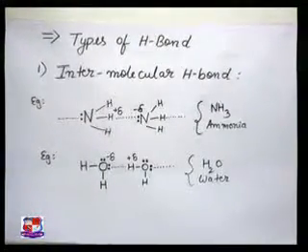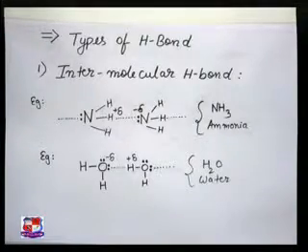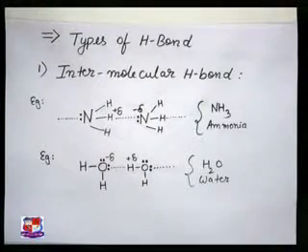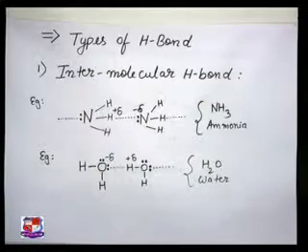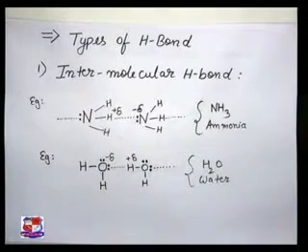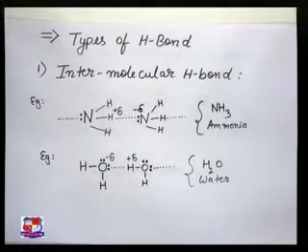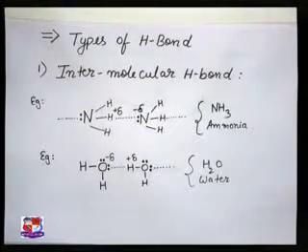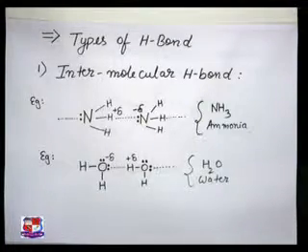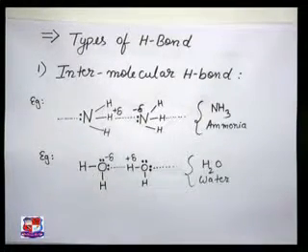The first is the intermolecular H bond. What does this mean? Inter means between two molecules. Usually there arises a confusion between the types of H bond, so be very clear. The first case is the intermolecular H bond, that is, between two molecules.